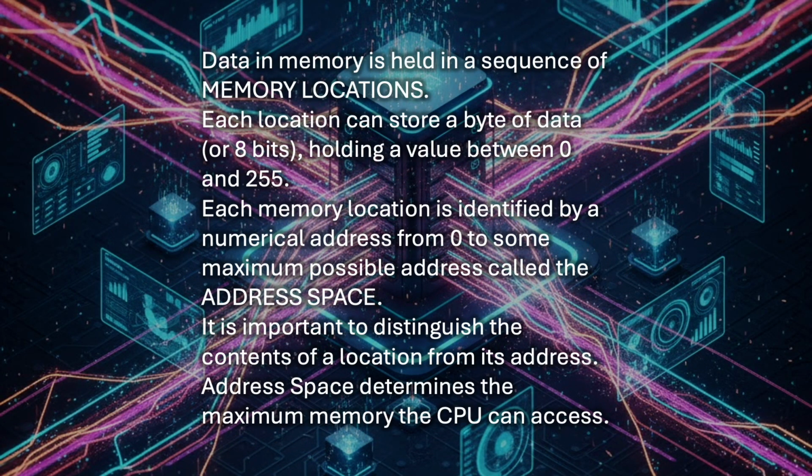Data in memory is held in a sequence of memory locations. Each location can store a byte of data, or 8 bits, holding a value between 0 and 255. Each memory location is identified by a numerical address from 0 to some maximum possible address called the address space. It is important to distinguish the contents of a location from its address. Address space determines the maximum memory the CPU can access.